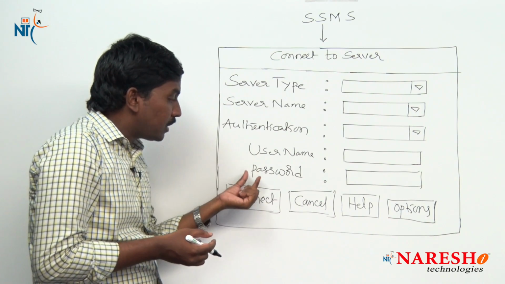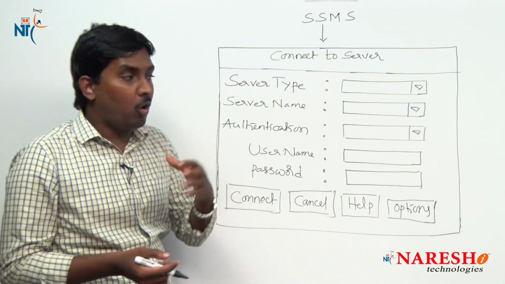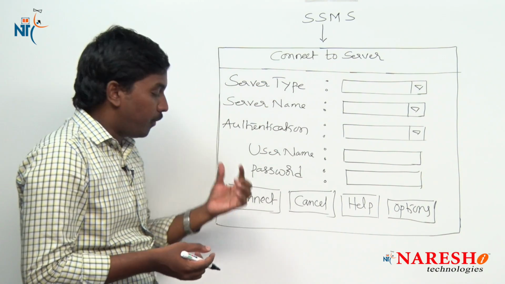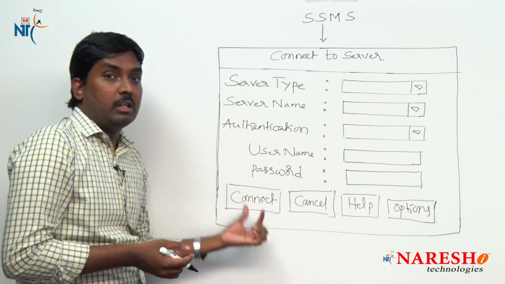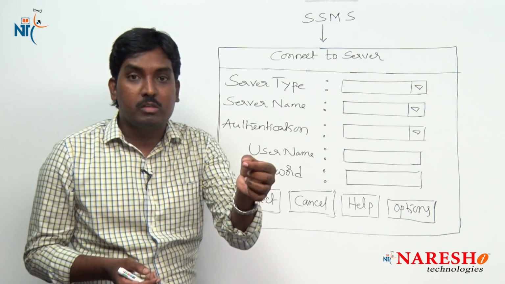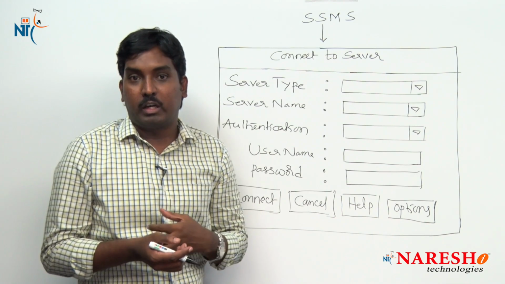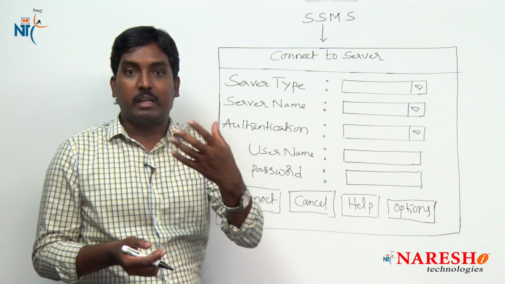Who will create this username and password, and how to create it? After setting all the options, type, name, authentication, username and password, finally you can click on the connect button. Once you click on connect, you will be connected to the server. But after connecting to the server, what can I do? What kind of operations we can do, we will see in the next level.